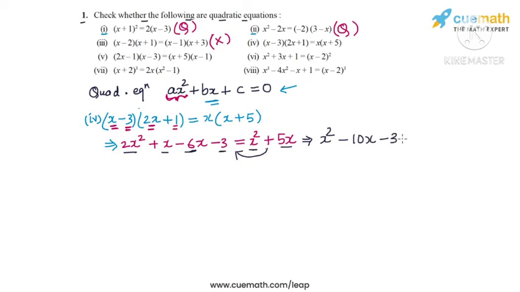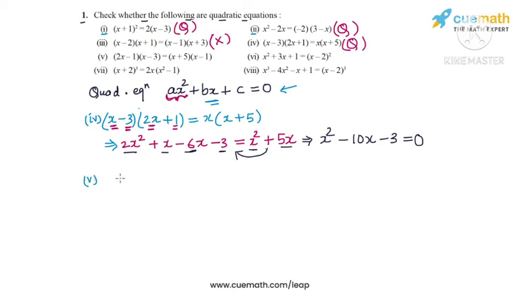So x square minus 10x minus 3 is equal to 0. So clearly this is a quadratic equation. So let's write Q in front of part 4, and the equation in part 4 is also a quadratic equation. Now let's do part 5.